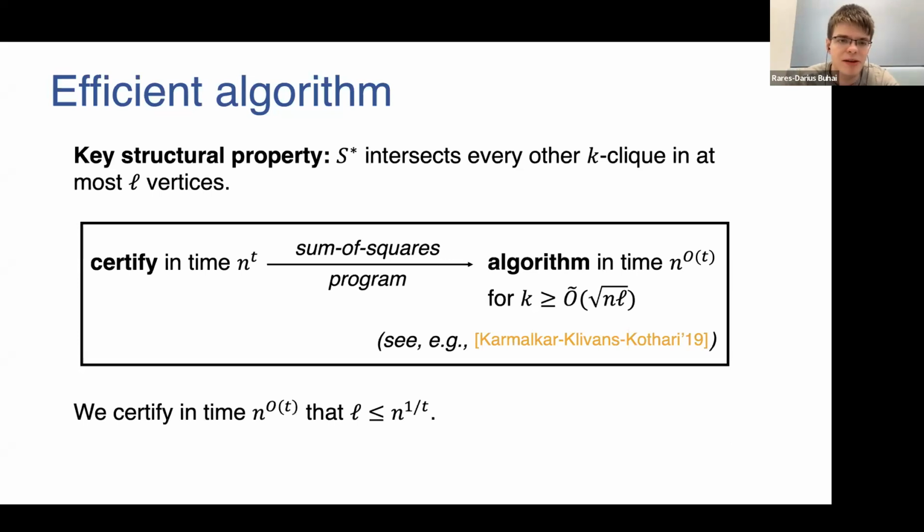So basically what we are able to do is we're able to certify this property. We're able to certify in time n^t that L, the intersection of a k-clique with S star, is at most n^(1/t). So now if you plug this L into the box, into the algorithm on the right-hand side of the box, it gives you an algorithm that runs in time n^t and works for k at least root n times n^(1/t), basically.